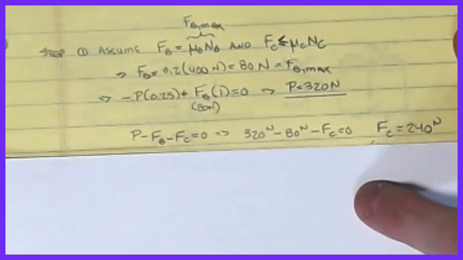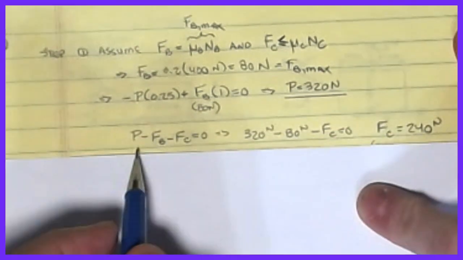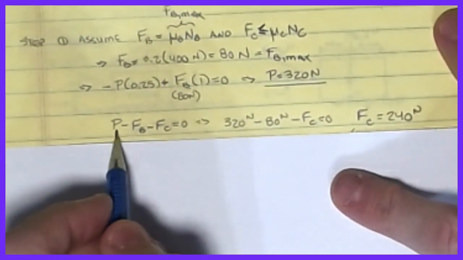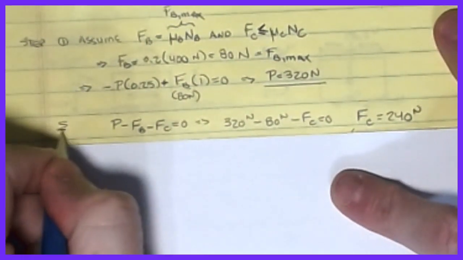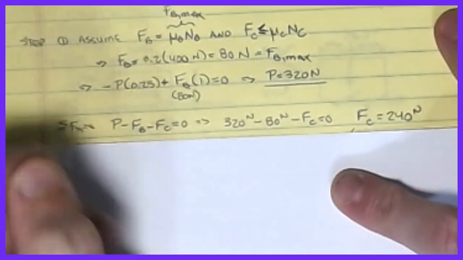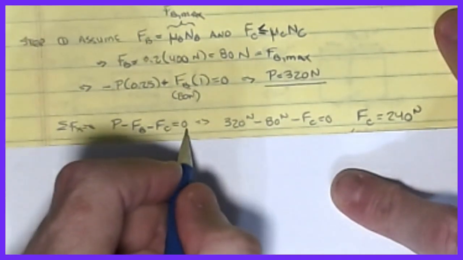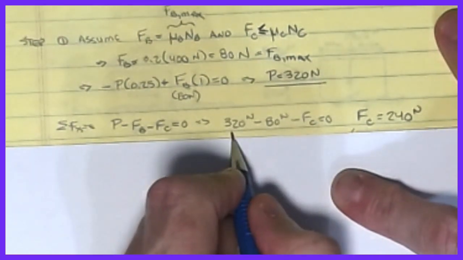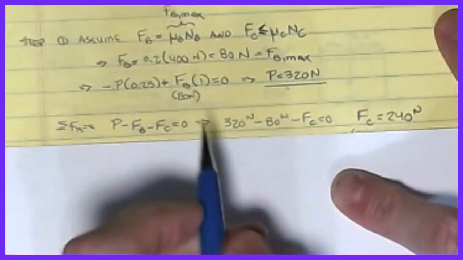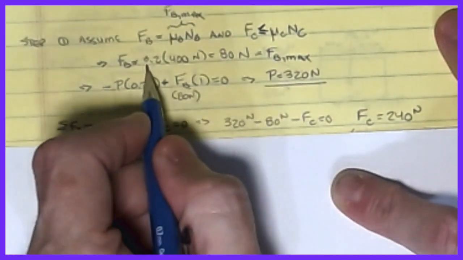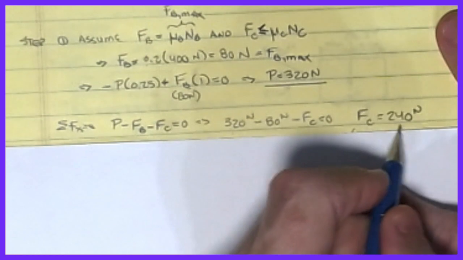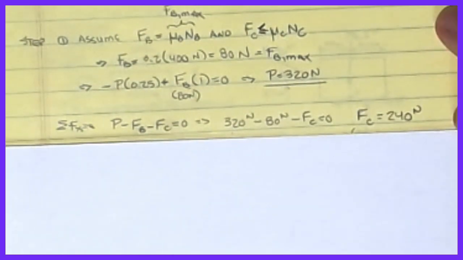Okay. If I go through and check the calculations on this, I can go back and look at that sum of forces in the x direction. On there, P minus FB minus FC equals 0. So I have my 320, which is the P that I just found, minus the 80, which was my FB max, tells me that FC has to be 240 newtons. Okay. At that particular instance.